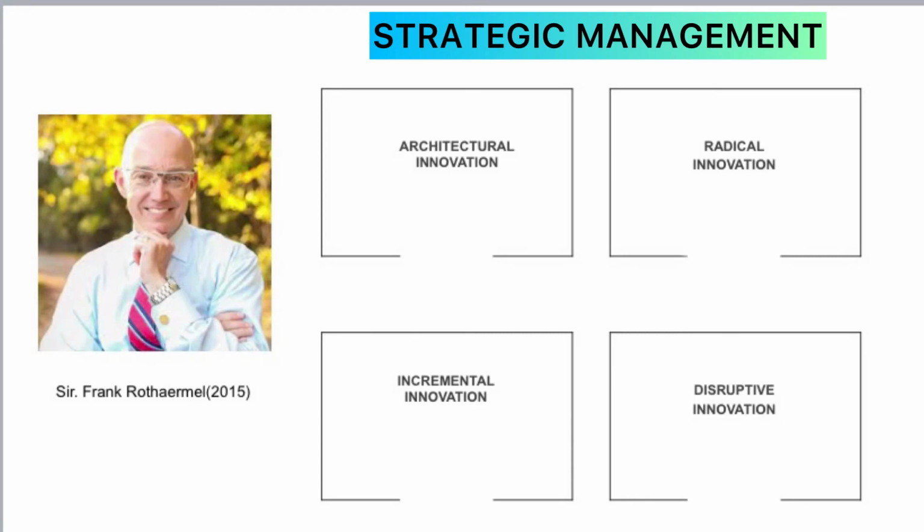So based on level of market and technology, Frank Rothermel described in his book Strategic Management. This involved architectural innovation, radical innovation, and disruptive innovation. Now, let's tackle architectural innovation.